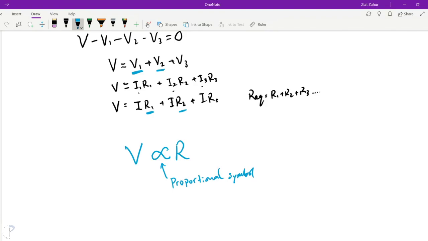Okay, which is directly related to each other. So when you increase R, you increase V. Now the other way does not work. When you increase V, you don't necessarily increase R, because R is dependent on physical property. So R is a physical property. Okay, so when you increase V, you're actually going to get more current, I. You're not going to get more resistance. So in order to get more resistance, you have to change the resistor itself.